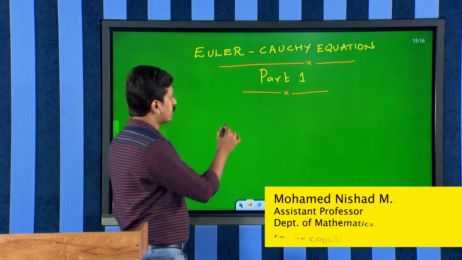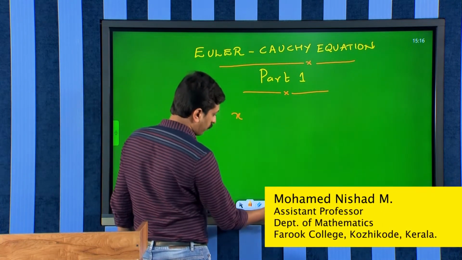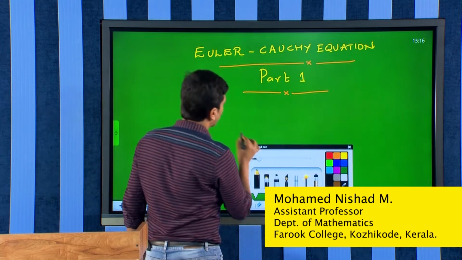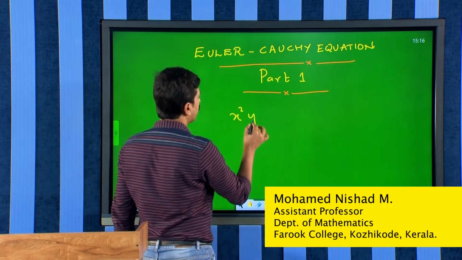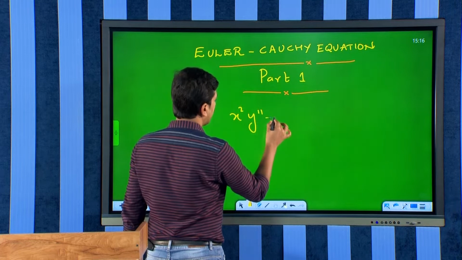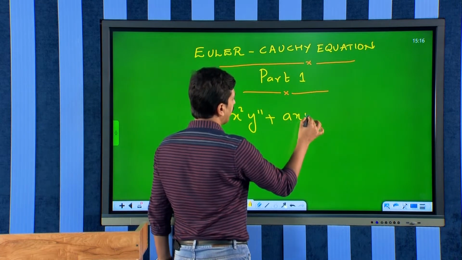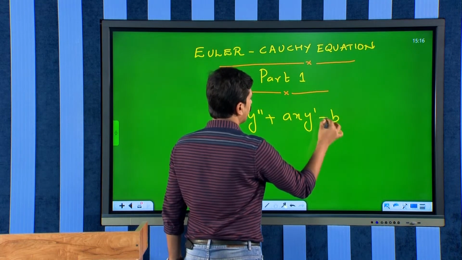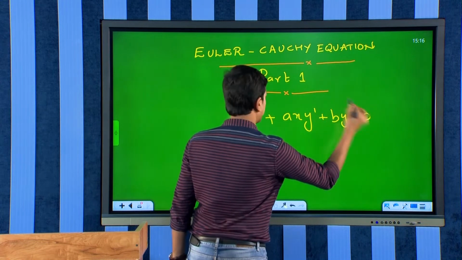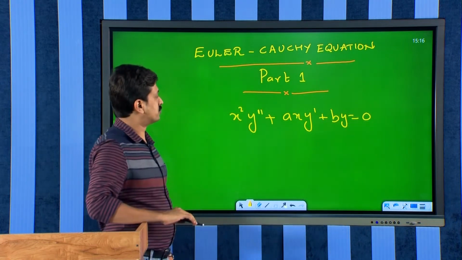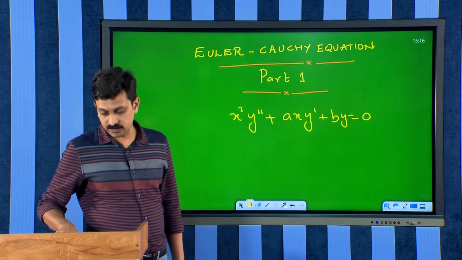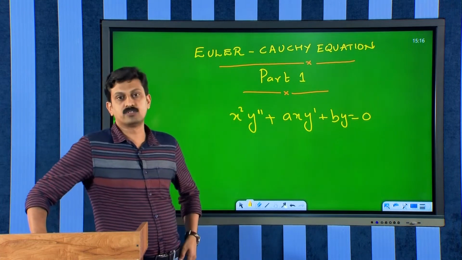Its general form is x square y double dash plus ax y dash plus by is equal to 0. That is, x square y double dash plus ax y dash plus by equals 0.